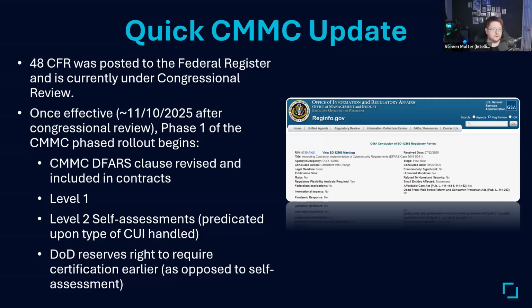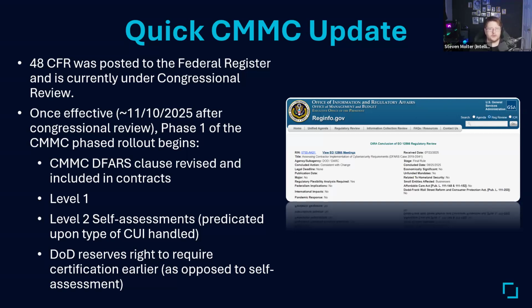It could be sooner, but whenever that effective date is, it is going to kick off phase 1 of the CMMC phase rollout, which means that level 1, which are all self-assessments, and level 2 self-assessments, which is a small minority of the level 2, but they are possible, they are real. Some say in the DIB that's not a thing, but they are.